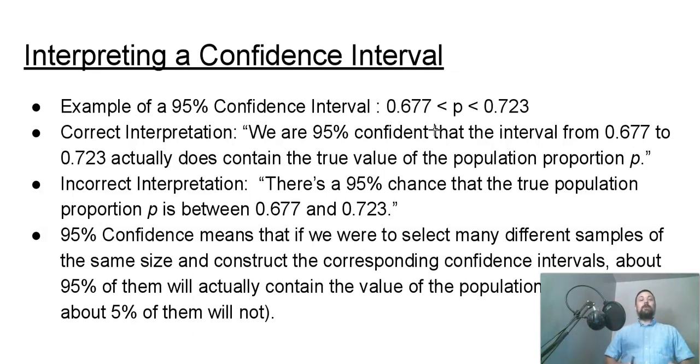95% confidence means that if we were to select many different samples, because each time you want to make a confidence interval, you have to get a new sample to do that. So if I want to make 2 confidence intervals from the same population, I have to get 2 different samples to do that, right? So if we were to collect different samples of the same size and construct the corresponding confidence intervals, about 95% will actually contain the value of the population proportion P, and about 5% of them will not. So again, the 95% has to do with the percent of our confidence intervals that should be good estimates of the population proportion. Right? Okay. So that's how you interpret it.